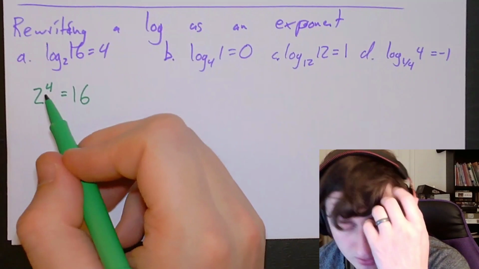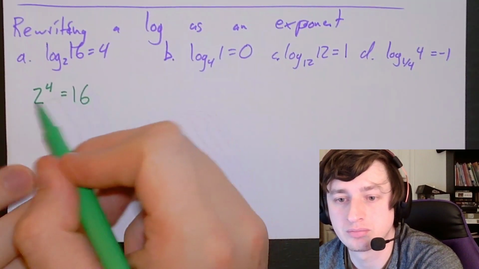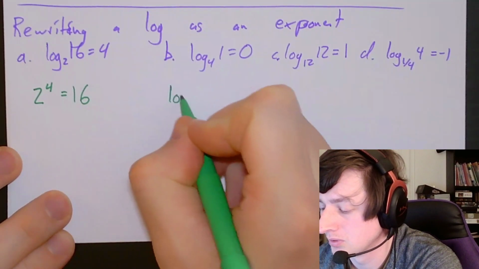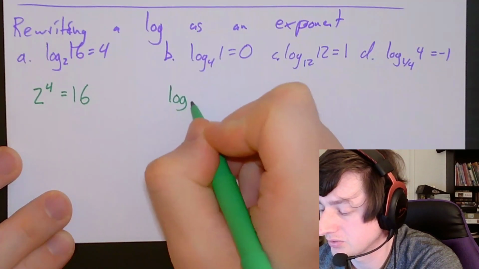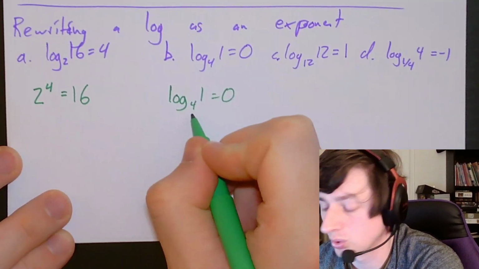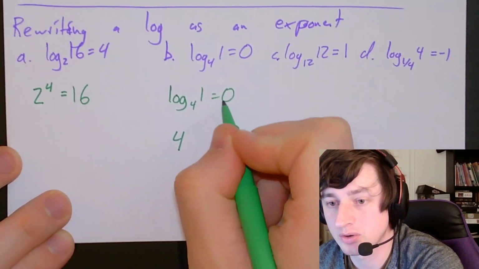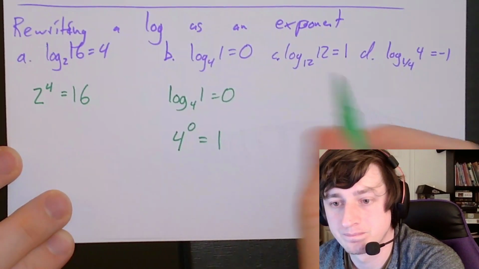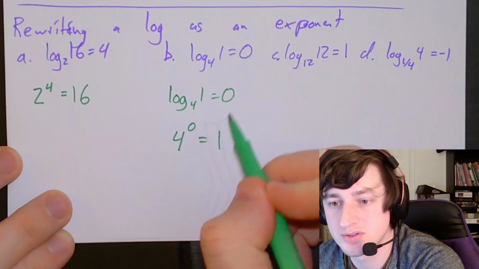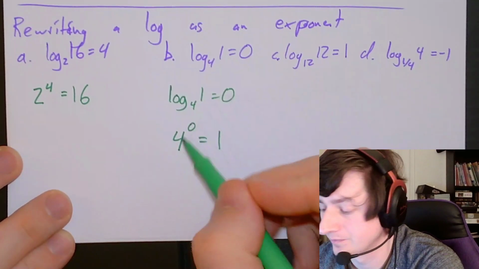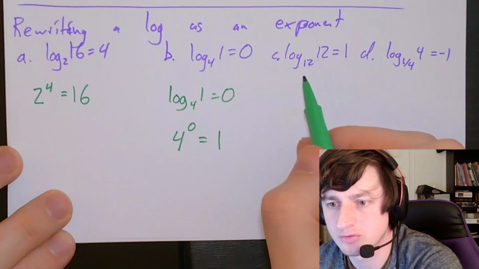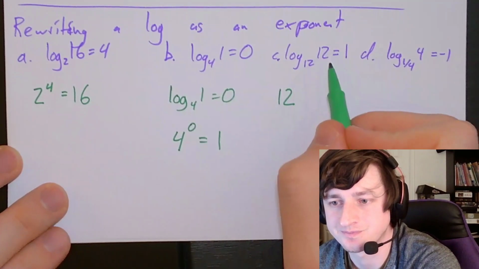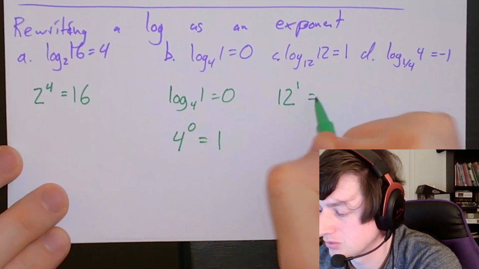2 times 2 is 4. 4 times 4 is 16. So this is true. Okay. Here the base is 4. 4 to the power of 0, the logarithm is equal to the exponent, is 1. Our value is our value. 4 to the 0 power is 1. Here we have 12. The base is 12. So the base of my exponent is 12. My exponent is 1. 12 to the first is 12.